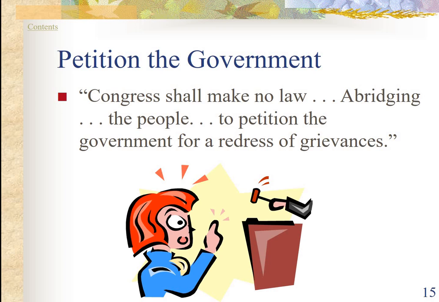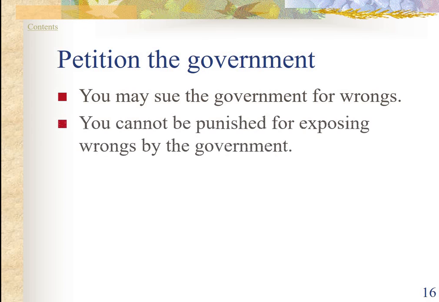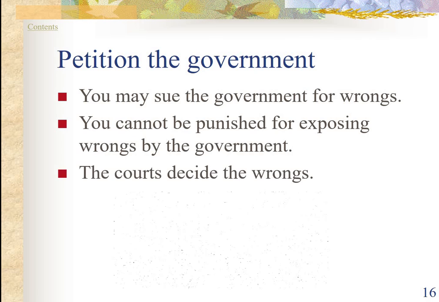So if there's been a problem with the government, or the government did something wrong, you have the right to try and force them to fix it or give you compensation. So you can sue the government for wrongdoings, and this has happened multiple times throughout the years. You'll be able to read one in our reading for today. You cannot be punished for exposing wrongs by the government. Once again, because if that wrong is technically classified, then you will be punished.